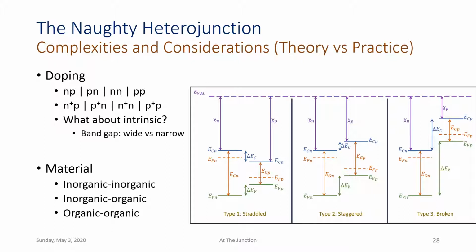The second consideration is material. So usually when we talk about junctions, we might assume that we are talking about an inorganic material forming a junction with another inorganic material. But it could be an inorganic material forming a junction with an organic material. And what are the complexities that we need to take into consideration when that happens? We are going to see that in the coming slides. And the materials could be both two different organic materials.